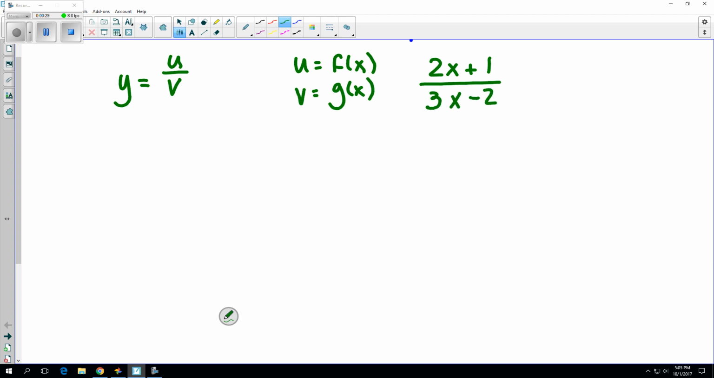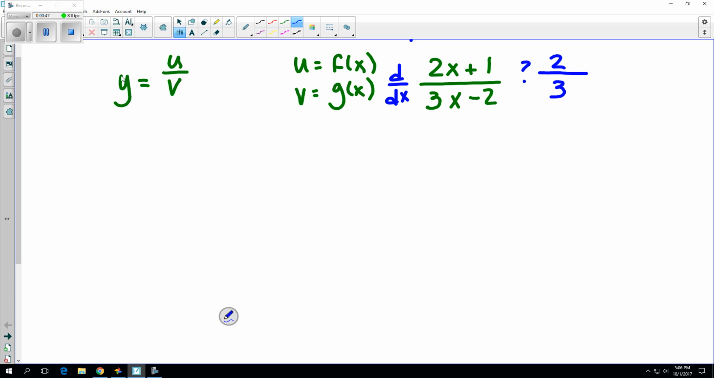And maybe that's g of x. So when I divide these two functions, the question is, I wonder what the derivative with respect to x of this quotient rule is. Sometimes people think it's just the derivative of the top over the derivative of the bottom.